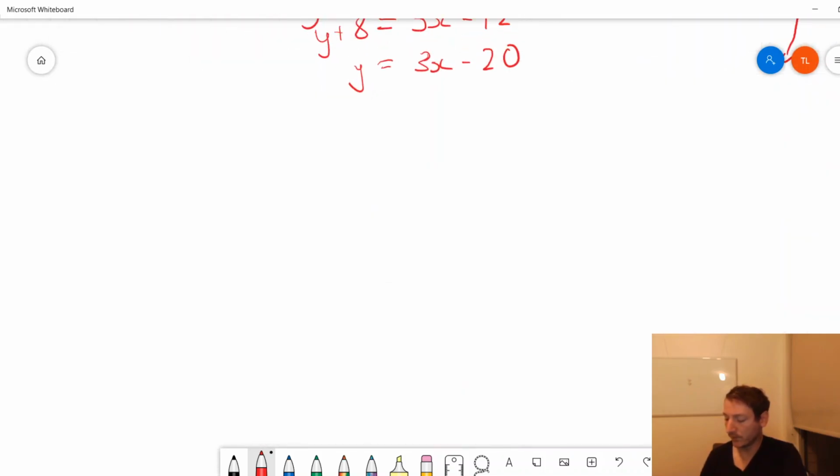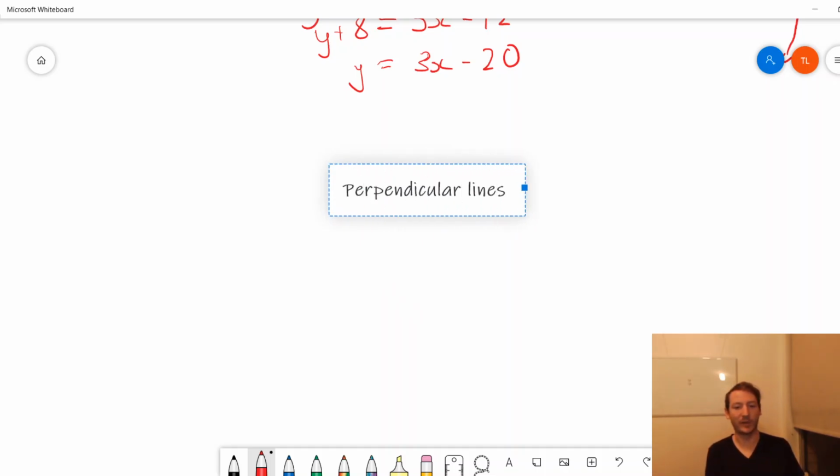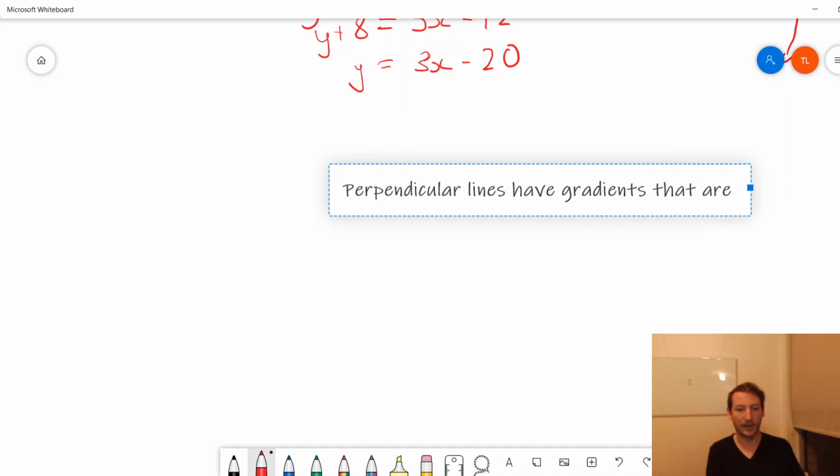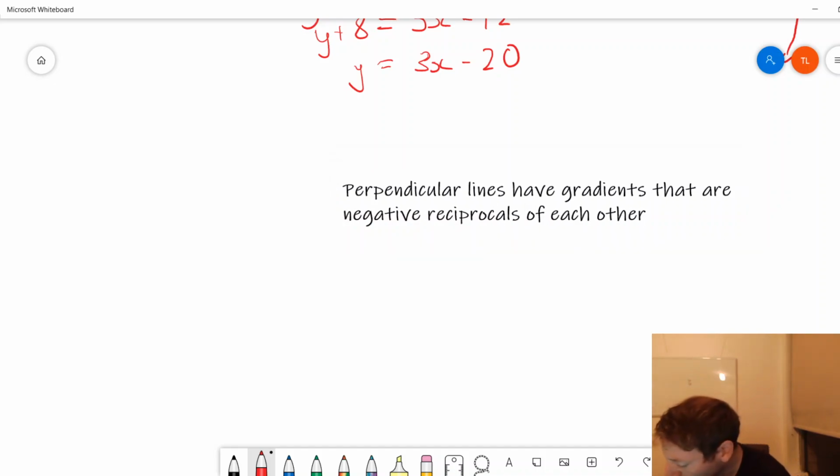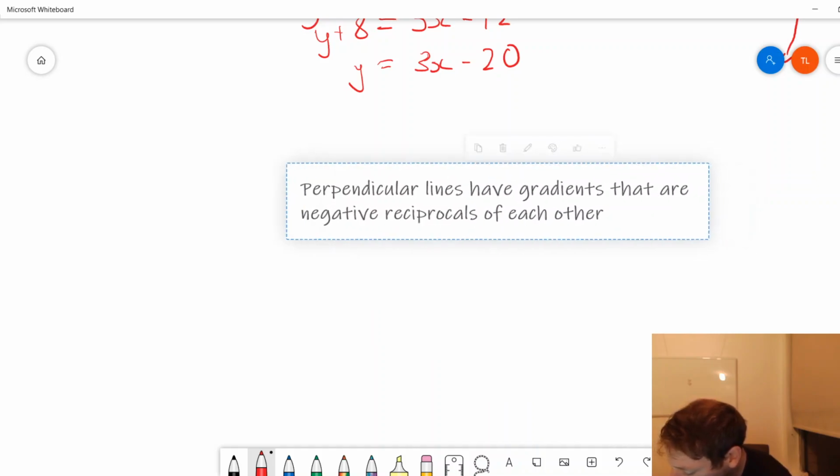Now, everything is the same for perpendicular lines. There's just one trick with the gradient. So two lines that are perpendicular have gradients that are, and here we go, this is where it gets tricky, negative reciprocals of each other. So I'll move that up here.